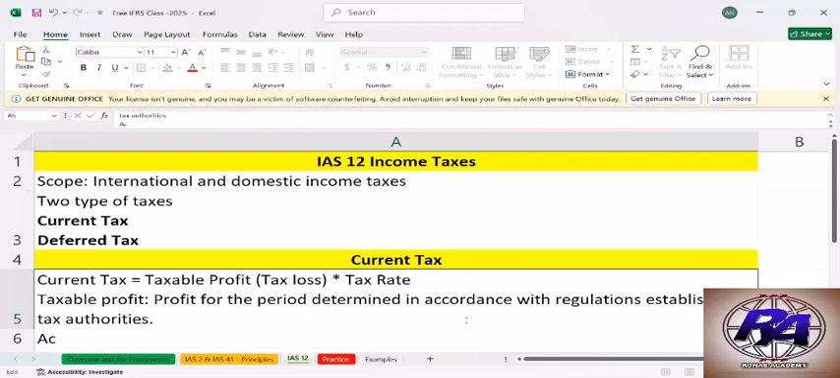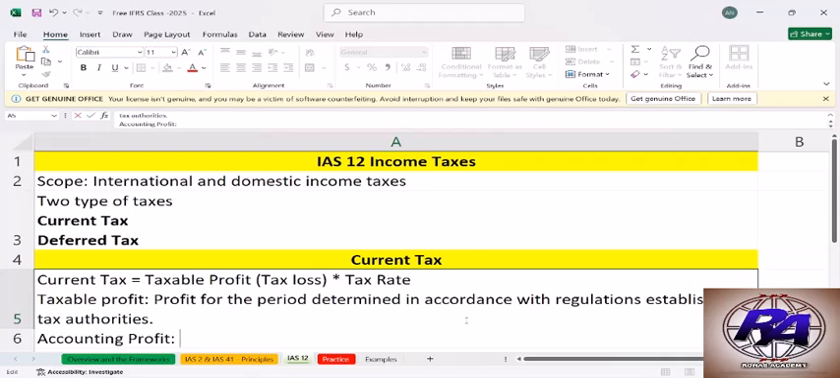So accounting profit is the one that is determined using your accounting principles, your company laws, and everything. You don't use the tax regulations, okay? That is what we call accounting profit. So accounting profit has to do with what we determine based on the company's principle, the accounting standards. Anything that you do to determine your profit for the period is what we call accounting profit.